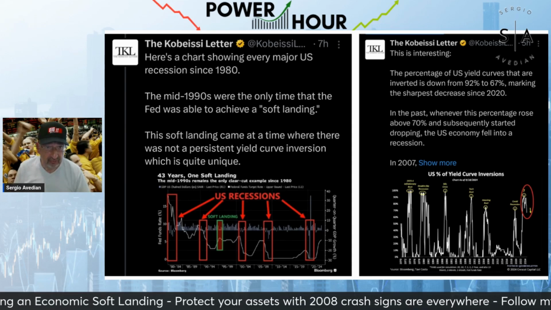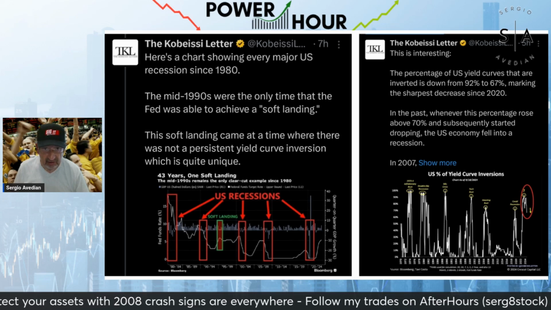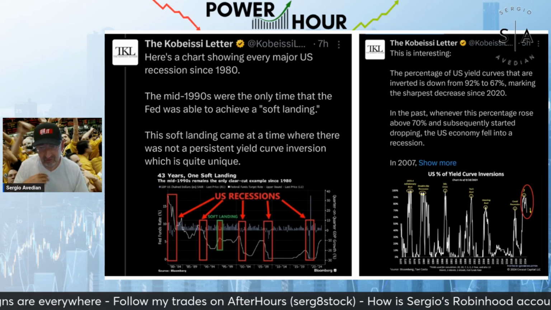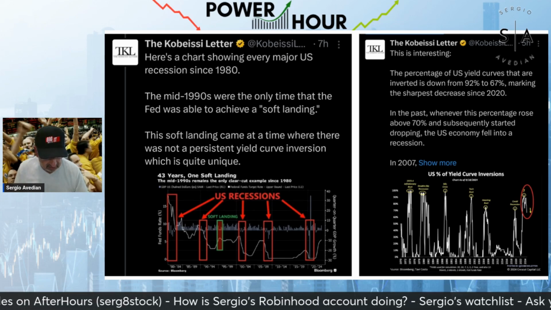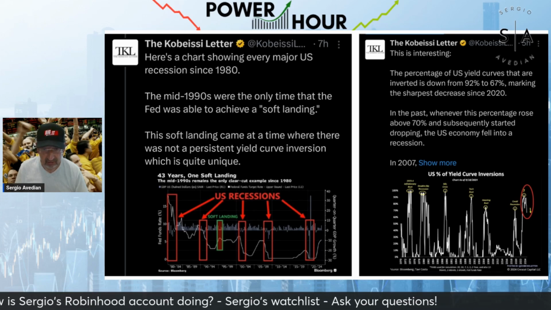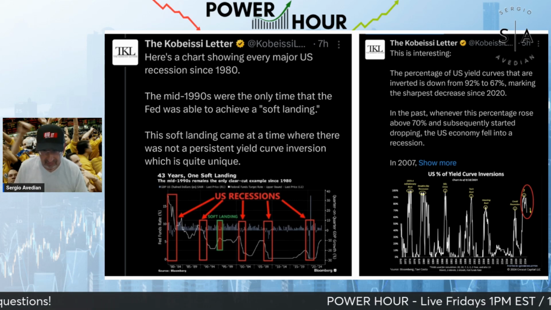And this soft landing came at a time in the 90s where there was not a persistent yield curve inversion, where we talk about it. I know this is becoming a little technical, but just indulge me because I love this stuff. So this is what's happening. We had an inverted yield curve for literally like a year and a half, maybe more. Every time we had that prolonged inverted yield curve, and then we went to a positive yield curve, definitely a recession took place.